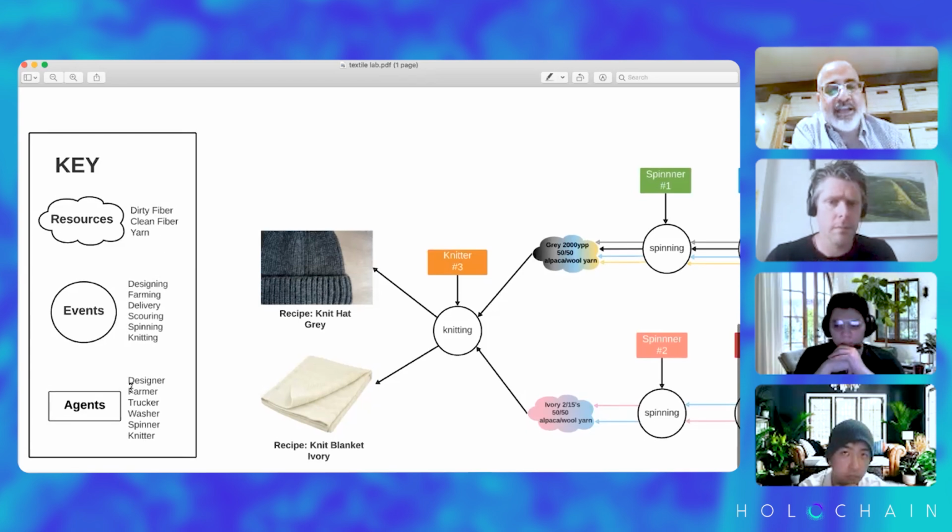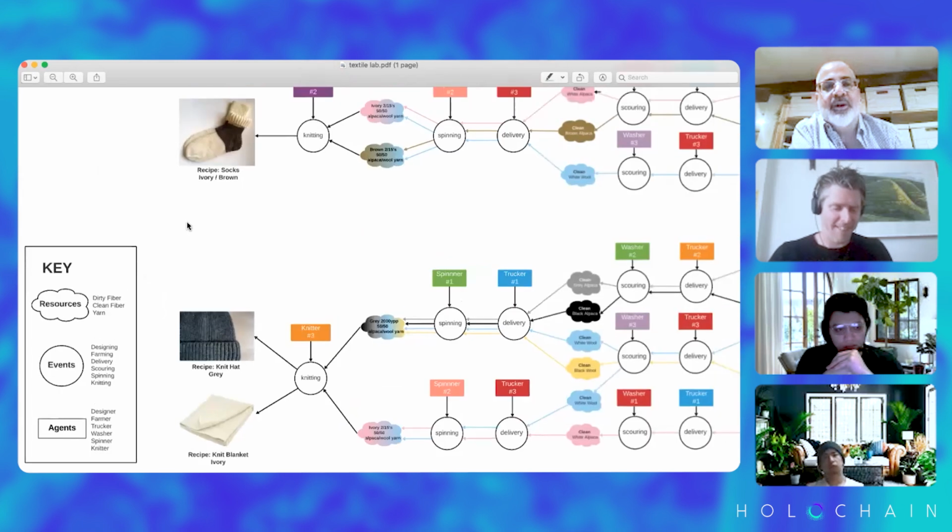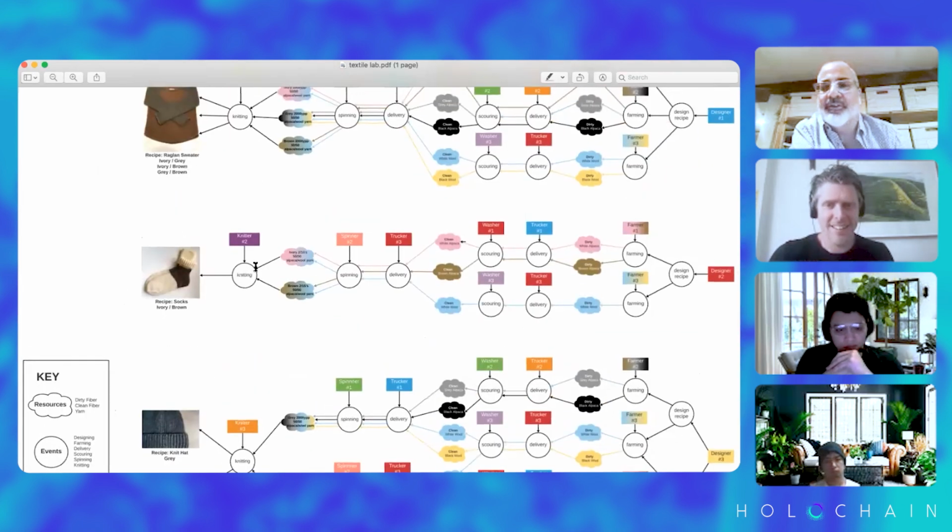Down here, we have our agents. You have your farmer. And what does the farmer do? His event is farming. Simple enough. Designers design. Truckers deliver. Washers do what we call scouring. That's simply the washing of the wool. Spinners spinning it, knitters knitting it. Simple enough.